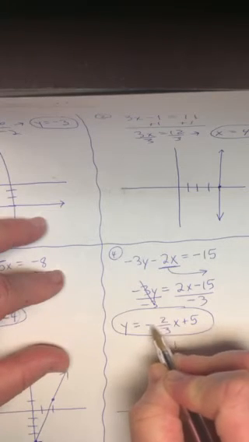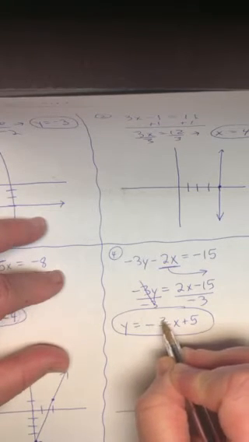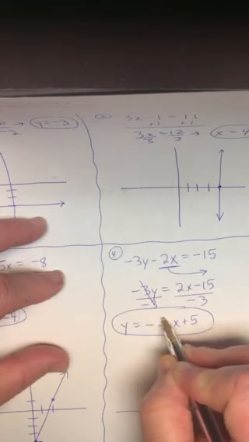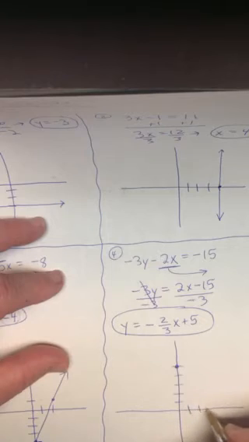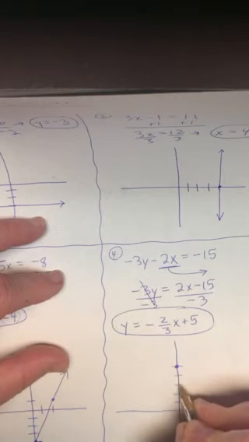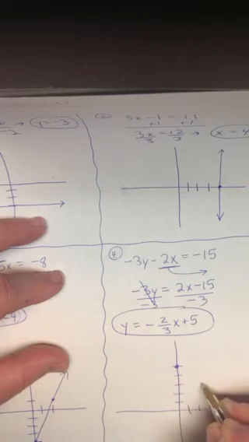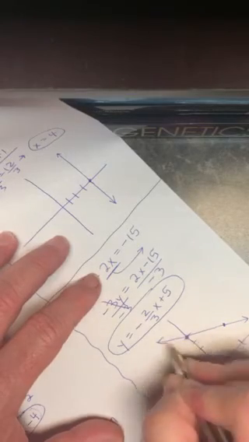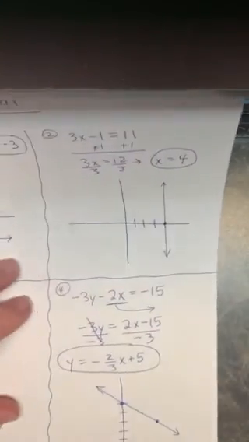So my rise is -2 and my run is just 3, right? The negative goes with the top number. So I'm going to go down 2, right? I had a rise of -2, and I'm going to run 3, connect them up, and there's my line for that one going downhill. Okay?